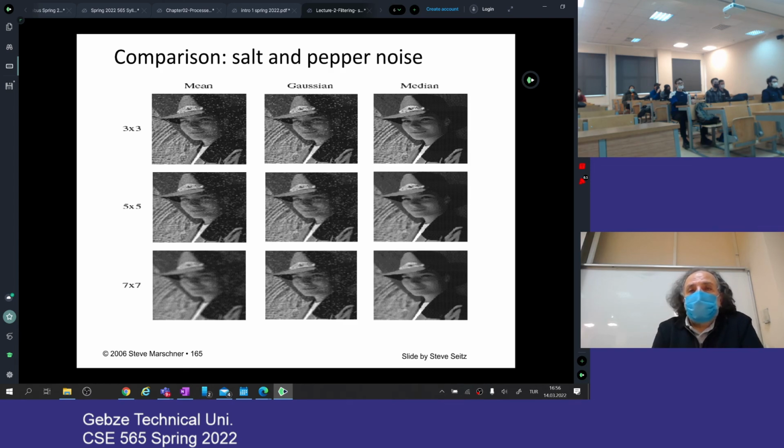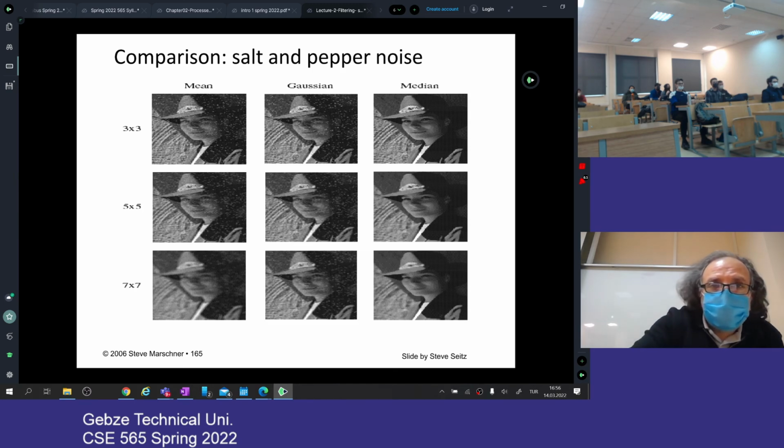But if your noise type is Gaussian noise, then the Gaussian convolution, Gaussian filtering is a much better solution than the median filter. And as I said before, median filter is not a linear filter. It cannot be implemented using the convolutions. It doesn't have this associativity and other kind of nice features. You cannot cascade them, but if it is useful, why not use it?